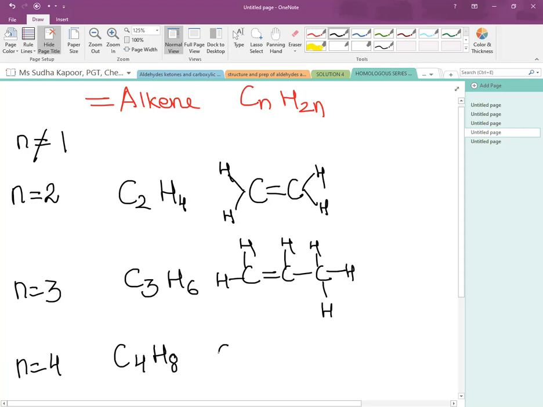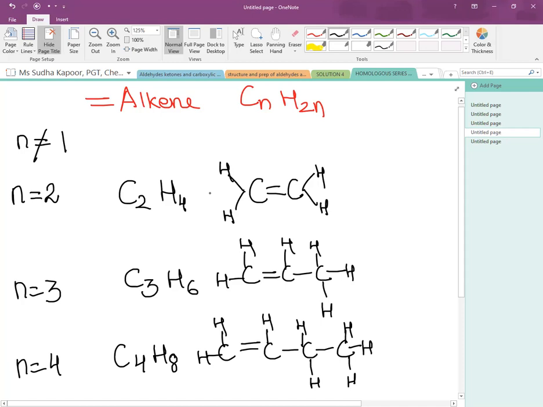C4H8, and the simple structure for it can be drawn as the double bond between the 1st and 2nd carbon. We will complete the hydrogens. Since it is having a single bond, there are 3H. It is having 2 bonds already, so 1H, 2H. It is having 3 bonds, so 1H, and there is again 2H. So if we count, we will find that the number of hydrogens is 8.